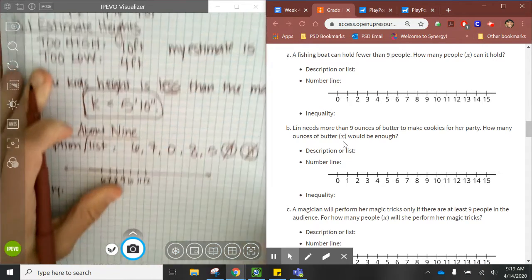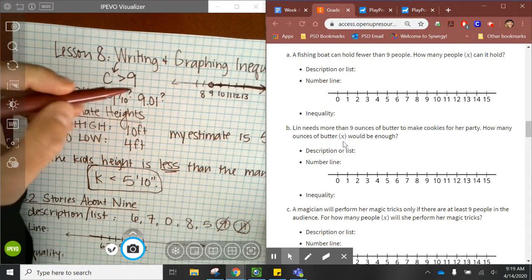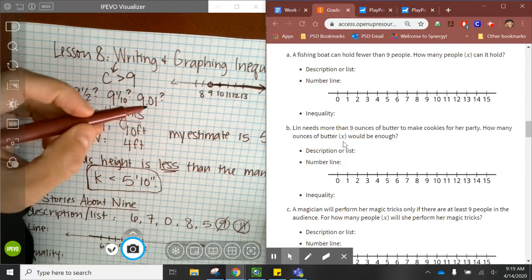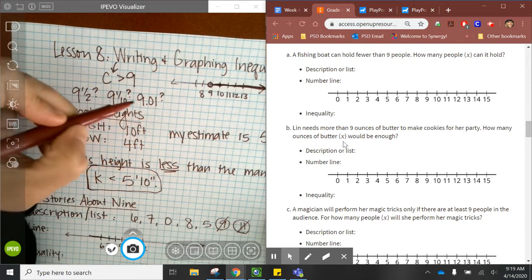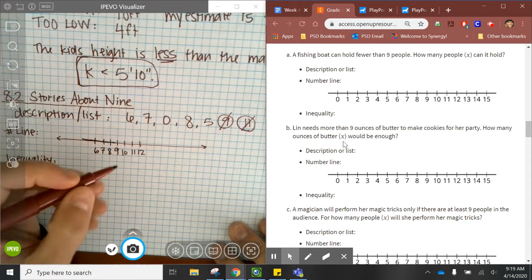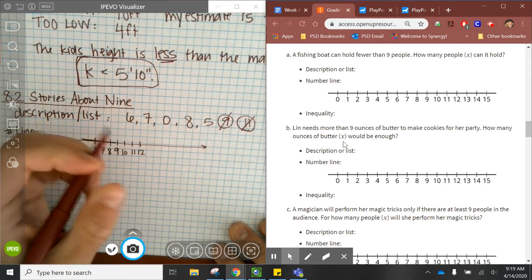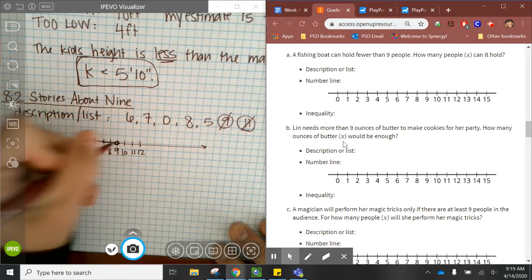So if you remember from before, when our first example was greater than 9, we did an open circle to show all the values that it could be right up to 9, right? It could be 9 and 100th. So if we could have 100th of a person, if we had 8 and 89 hundredths of a person, that could fit in the boat. So I'm going to do another open circle on 9.